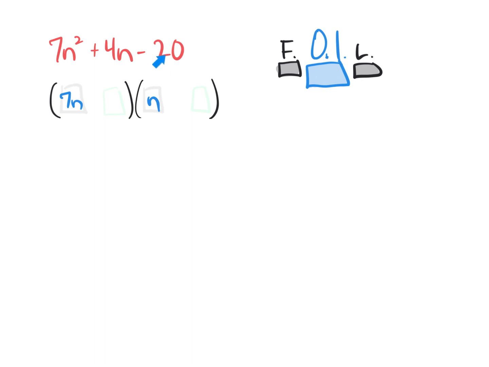However, we need to keep in mind also that the outer product, which is this term times this term, and the inner product, which is this term times this term, that's the middle part of FOIL, and that will give us the middle term. So whatever we put in this green box gets multiplied by 7n, and this green box gets multiplied by n, and those n terms need to combine to give us the middle term. The middle part of FOIL gives us the middle term.